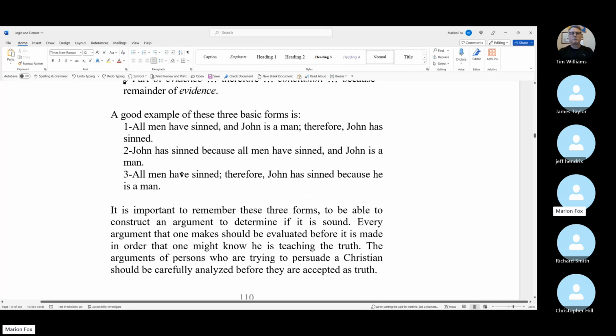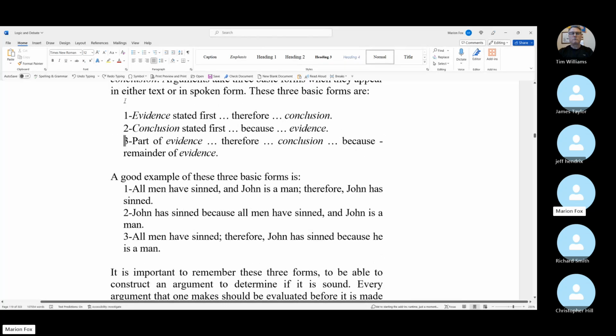Let's give a good example of these 3 basic forms. All men have sinned, and John is a man, therefore John has sinned. All right? So that's your evidence. All men have sinned. The scriptures teach that. John is a man. That's continuing more of your evidence. Your conclusion is John has sinned. All right? Any question? That fits that first form.